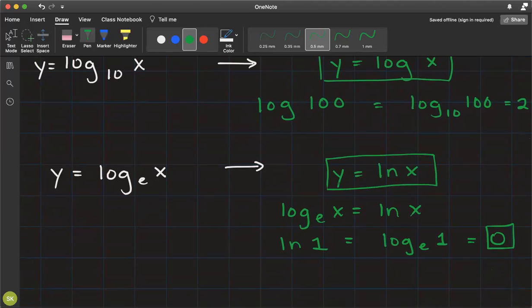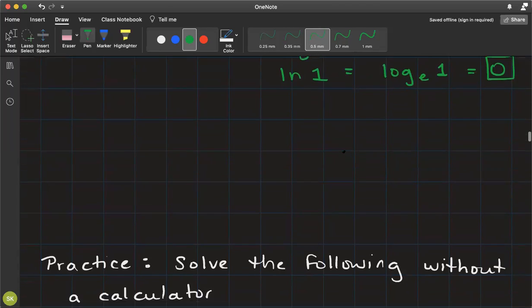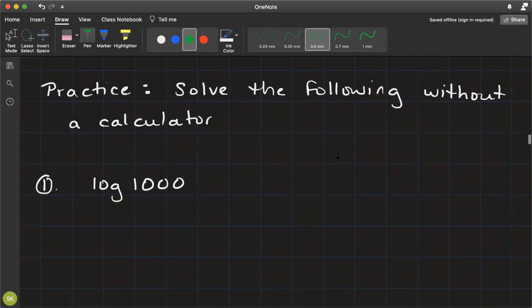We're going to do some practice problems just to get us familiarized with these logs. And then we're going to learn how to enter them in the calculator. So let's solve the following without a calculator. The first one is log of 1,000. Again, if you don't see a base, it's understood to be log base 10 of 1,000. And so 10 to what power gives me 1,000? Well, that's 3. So that's my answer here.